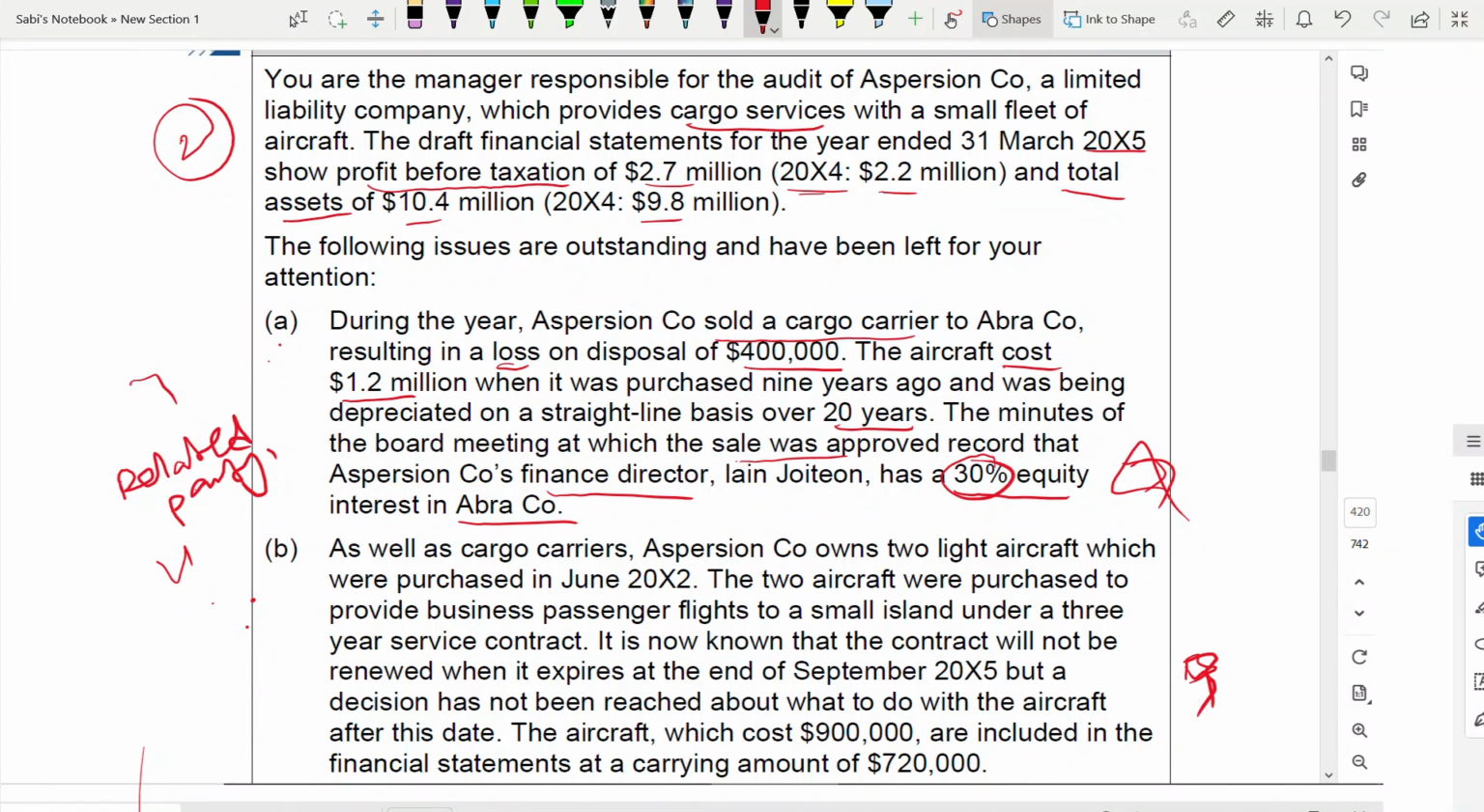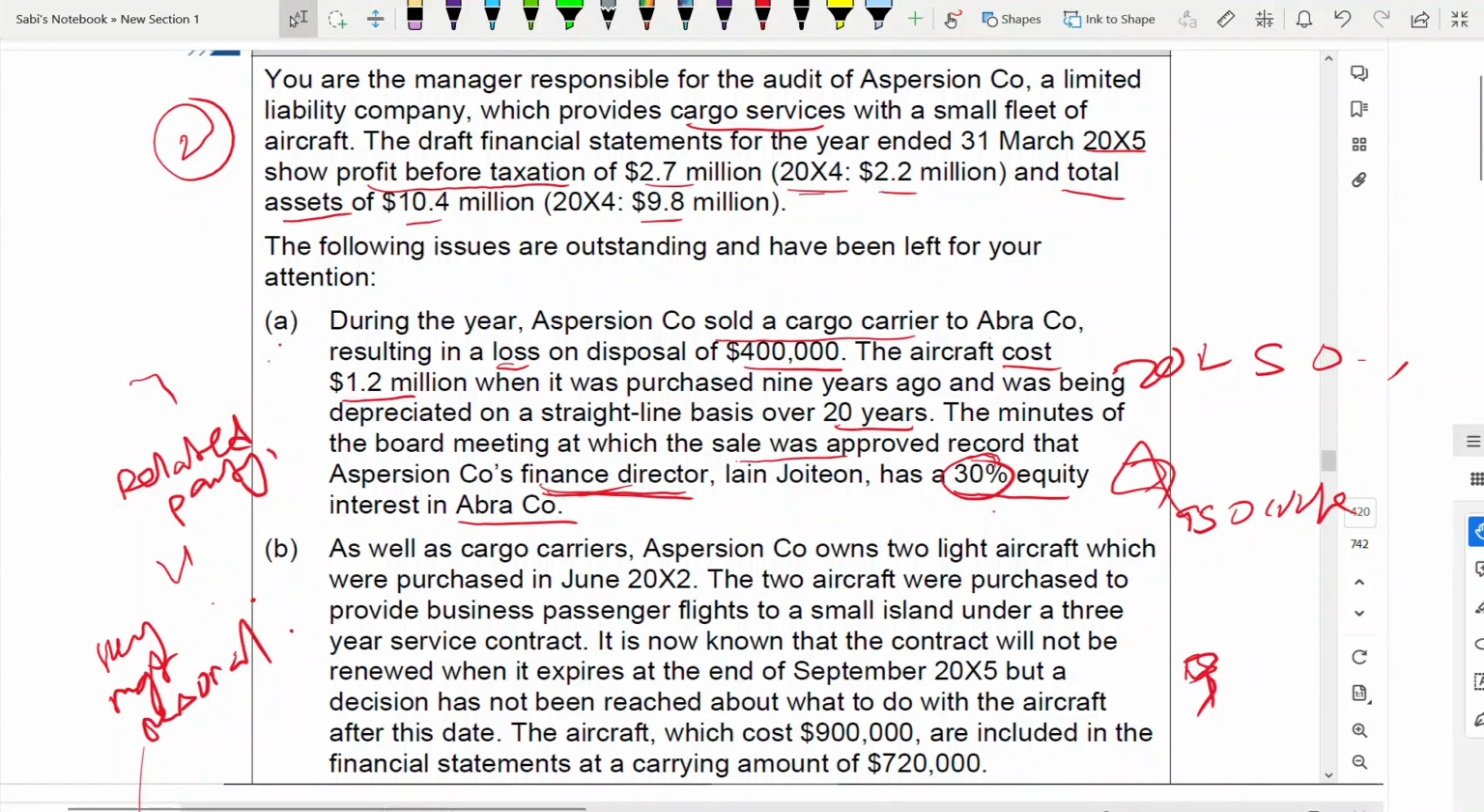And what is it? It's a 30% equity. 30% means it has an influence. Between 20 to 50%, it's an associate. So he's a finance director and he's an associate in the company to which he has sold, so they are related. Because he's a finance director, why are they related? You have to give reasons. Key management personnel.